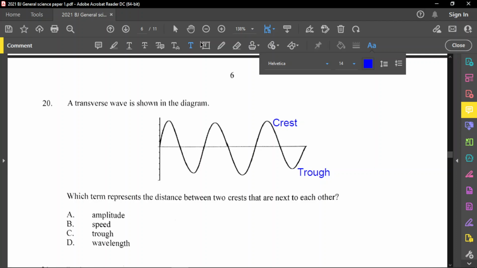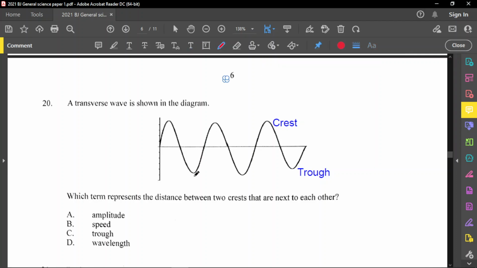Now the distance between two crests, as mentioned here, that are side by side. So from here to here, that's what they're actually saying. This is what they call a wavelength. It's symbolized like that, lambda. There's a wavelength, okay? So the answer here has to be D.